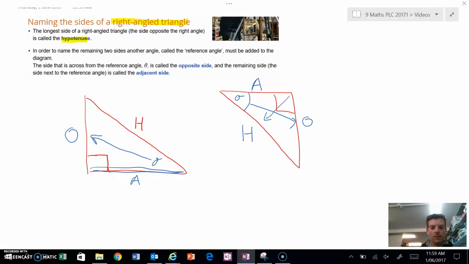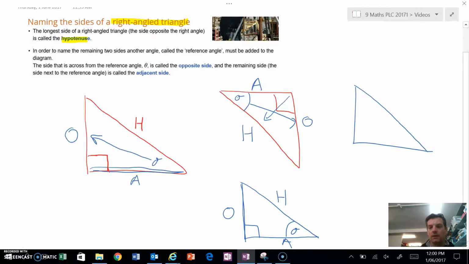The other ways we might be asked to label right-angled triangles could be these. We could be given a right-angled triangle, and we could be given the fact that this particular side here is the opposite. Now we can go through and label some of the rest of the triangle. We know that this one's going to be the hypotenuse, which means if we've got the opposite and the hypotenuse, we also have the adjacent side, which is this one here, and that would mean that our angle is going to be this one.